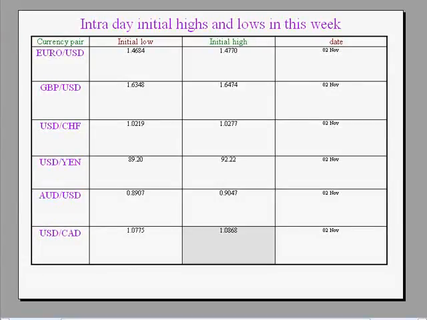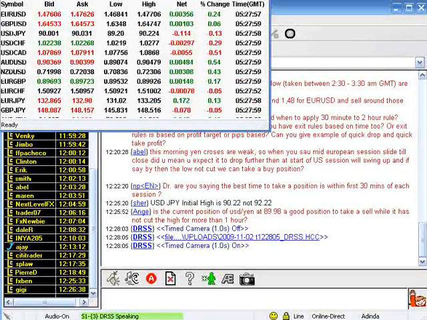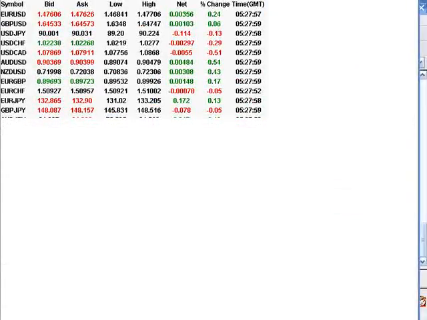So let me minimize the PowerPoint presentation and display the camera on the live market quote page. You can view it, and meanwhile I'll read the questions and answer them wherever possible.